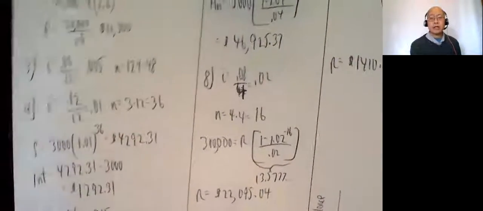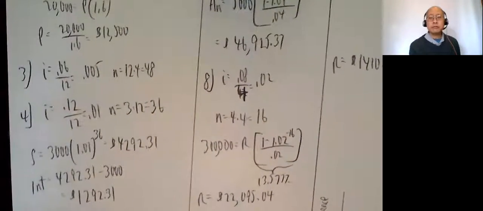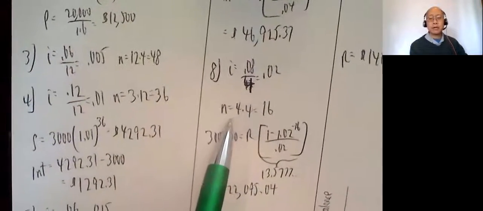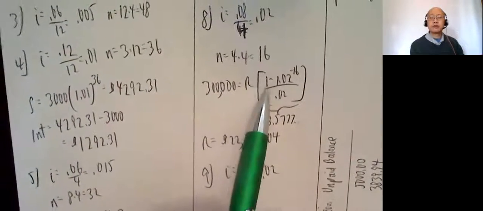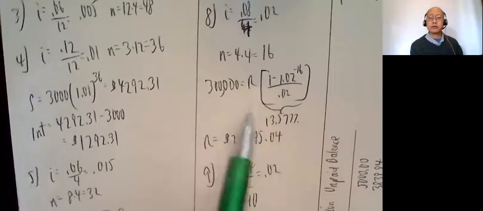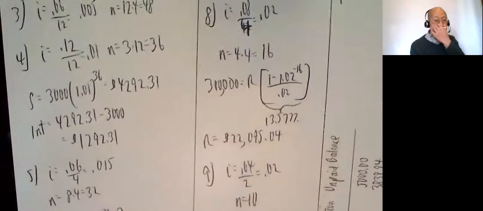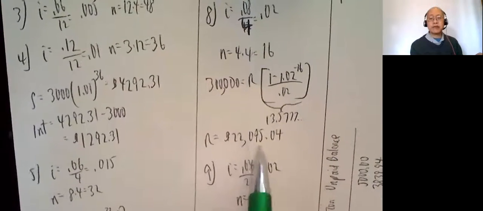Number 8, i is 0.08 divided by 4 is 0.02 because it says quarterly. n is 4 years times 4 times a year, 16. 300,000 is R times (1 minus 1.02 to the negative 16) divided by 0.02. This stuff is 13.5777. Divide both sides by that 13.5777, 22,095.04.